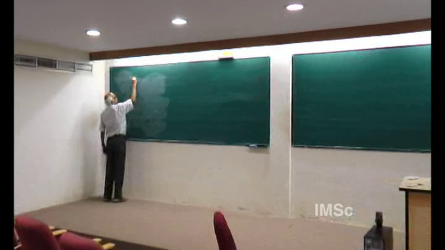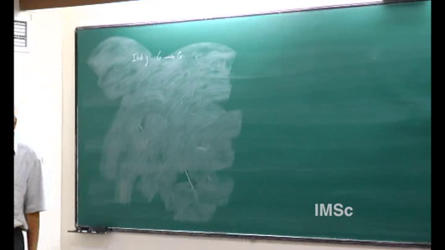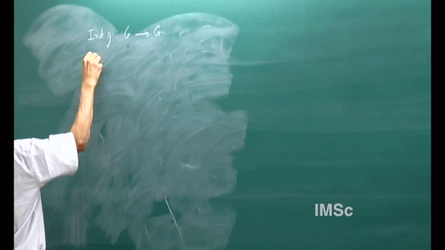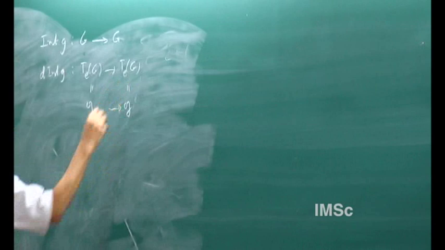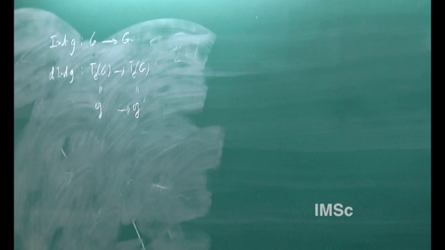I'll take a map of G to G. And you would like to see what the tangent map of this, the differential at G, is by definition. The differential at G is what you have to compute. How will you compute the differential? So you take a tangent vector, and you would like to know what the image of the tangent vector is.